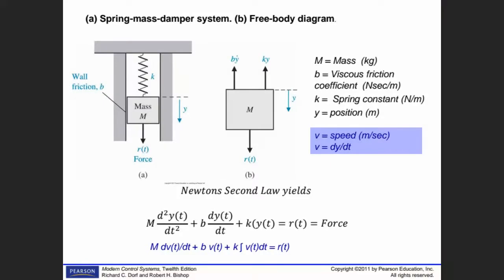This is an easy problem. You have a mass, you have a spring, and this is a spring mass damper system. You know that the definition of that kind of system is a free body diagram. Free body diagram is this. What is it saying? Let's look at it together.